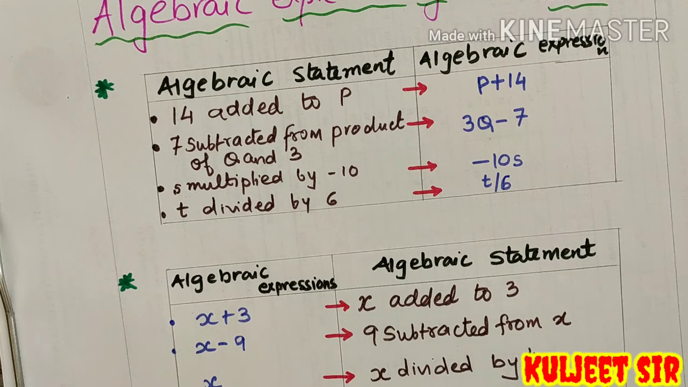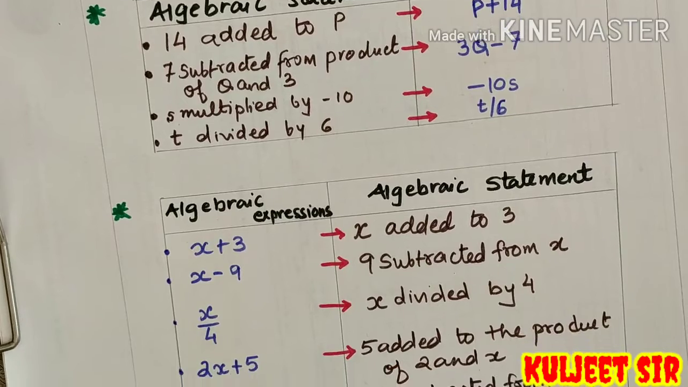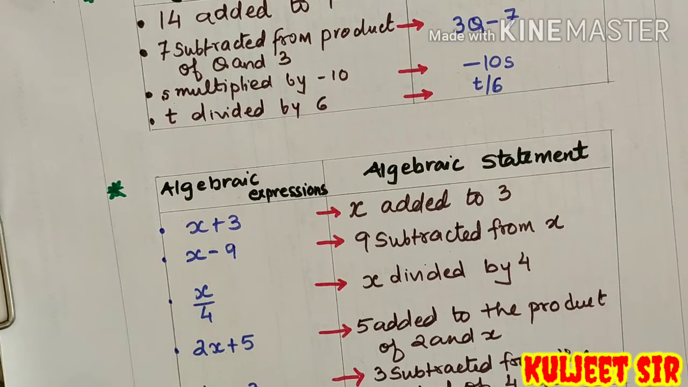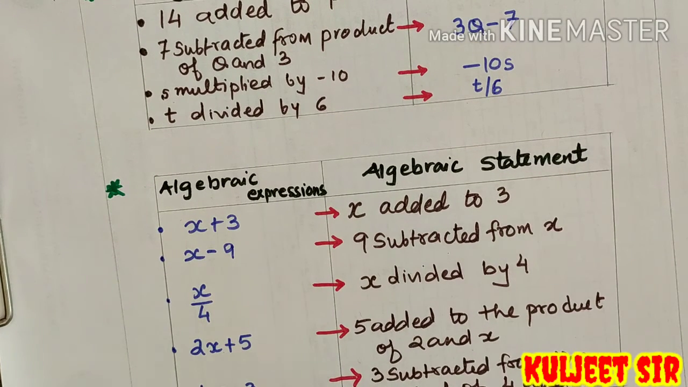Now let us do it the other way around. In the first one we had to write statements as algebraic expressions. Now, in the next box on page 113, the algebraic expression is already given to us and we have to derive the statement. x plus 3. So how can you write it? As x added to 3.